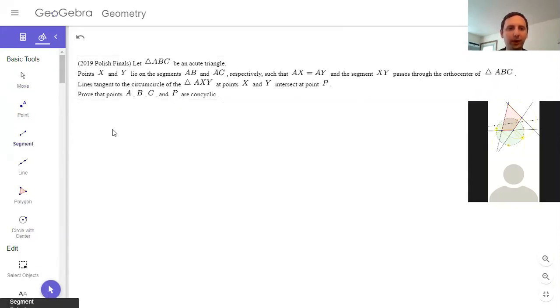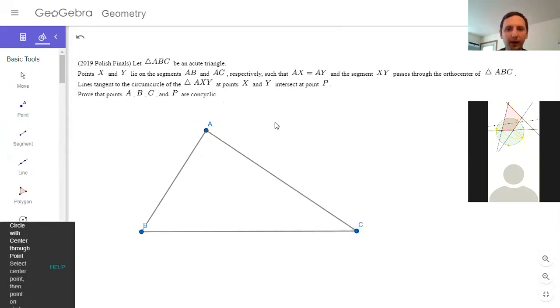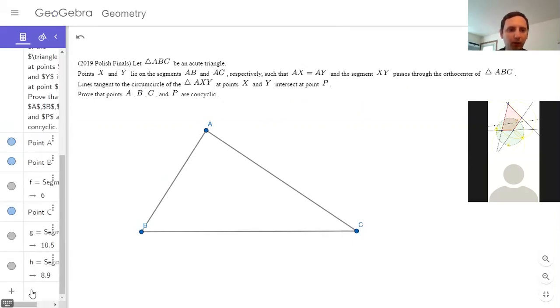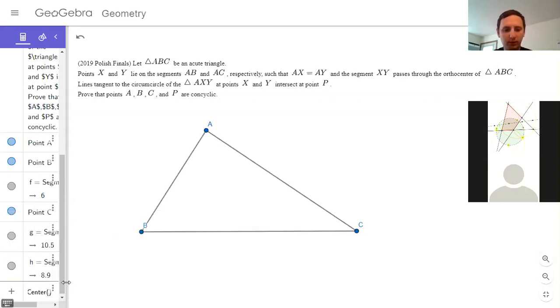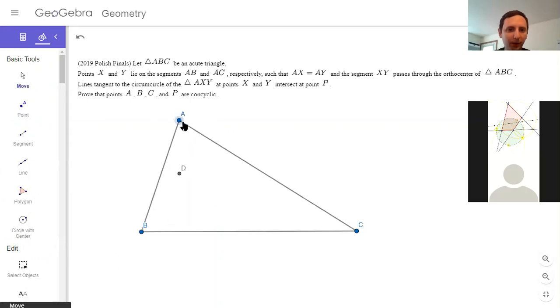So we have an acute triangle ABC. This problem is from Poland in 2019, from their math competition. X and Y are on AB and AC, so that AX is equal to AY, and XY passes through the orthocenter. So let me see. I'm going to draw the orthocenter. It should be the orthocenter.